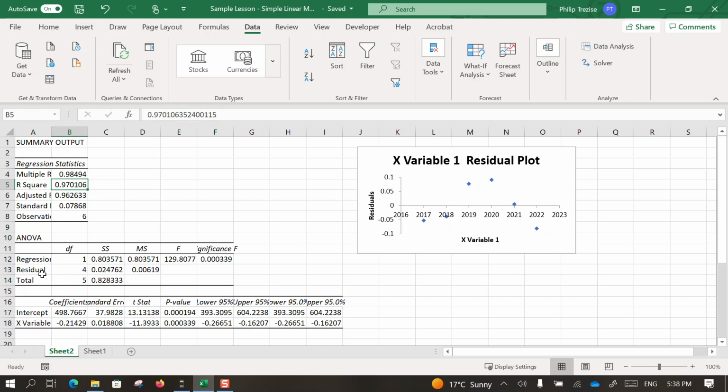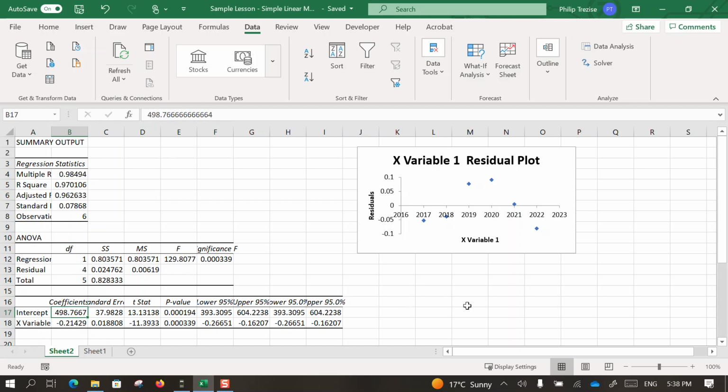We would also recognize these numbers here. So the intercept, 498, we use that. And it says x variable, but it means the gradient, and negative 0.214. Now again, if I click on the individual cells, there are a lot more decimal places available here for us to work with. I'll come back to that in a moment.